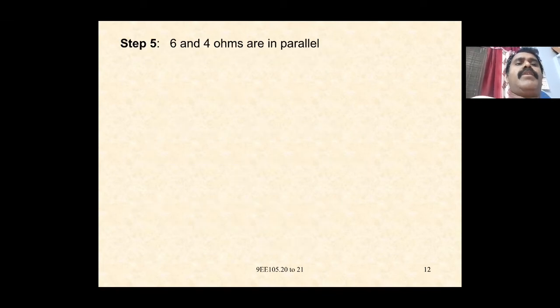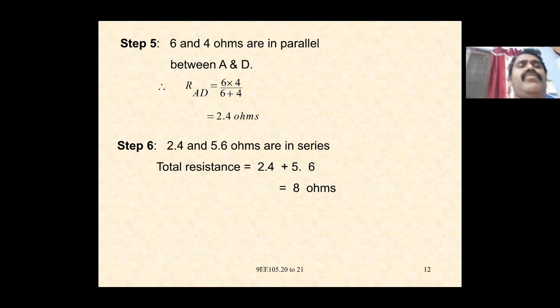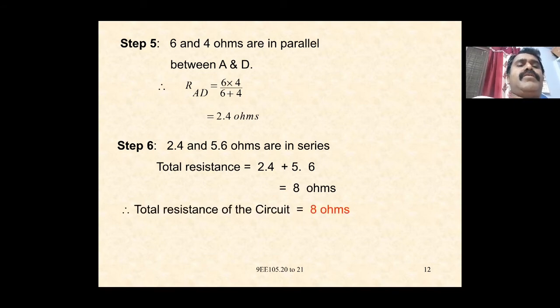Six and 4 ohms are in parallel, so between A and D, therefore RAD is equal to 6 into 4 by 6 plus 4, which is equal to 2.4 ohms. 2.4 and 5.6 ohms are in series. Total resistance is equal to 2.4 plus 5.6, which is equal to 8 ohms. So total resistance of the circuit is 8 ohms.